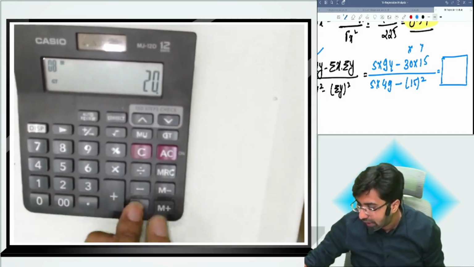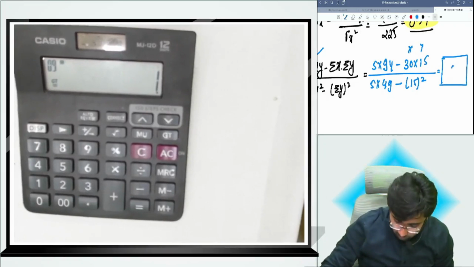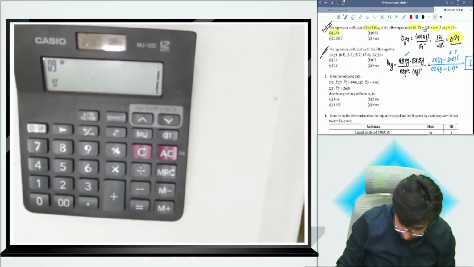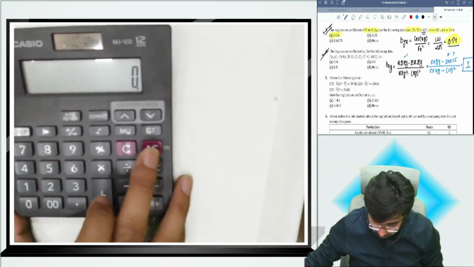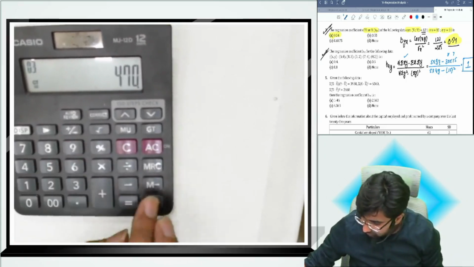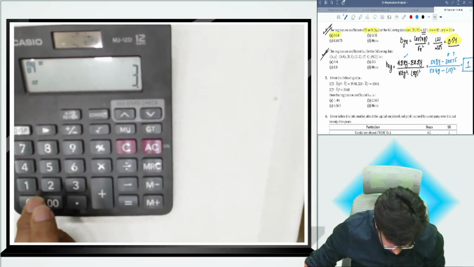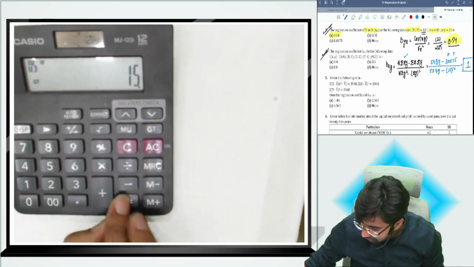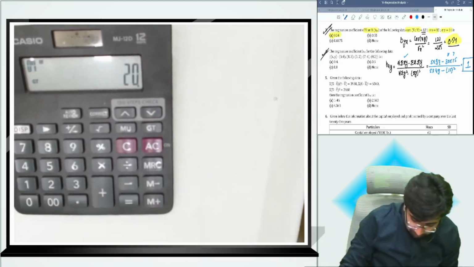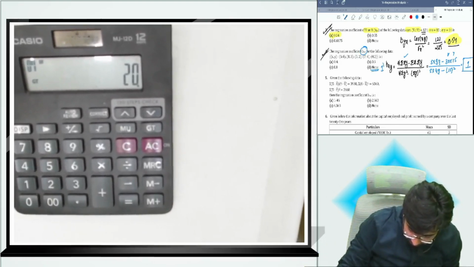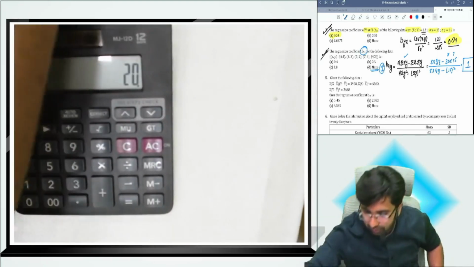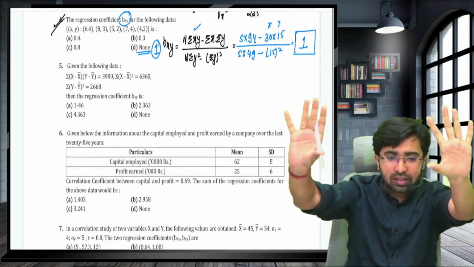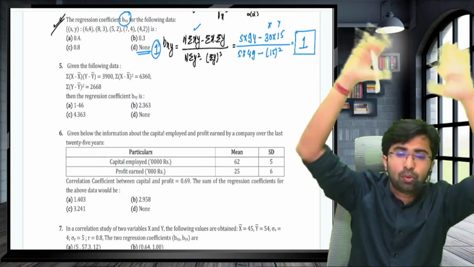20 divided by 20. What is b? 1. No option matching. We have computed x on y and it should be 1. Mark none of these as the right answer, and our answer is 1. It's okay, don't worry. My main motive was to teach you whether you can now solve this kind of question directly in the calculator without hesitating or the table concept. No need of the table concept.